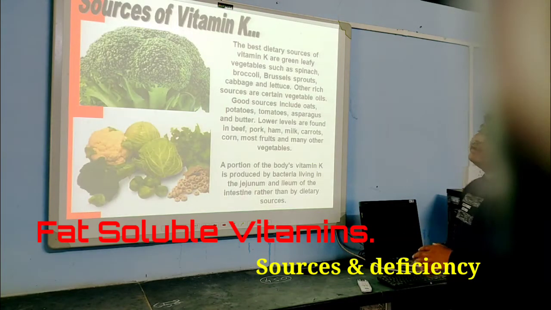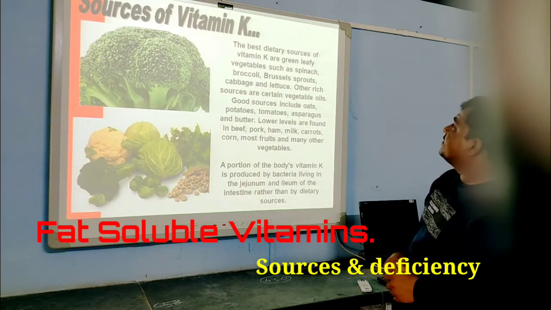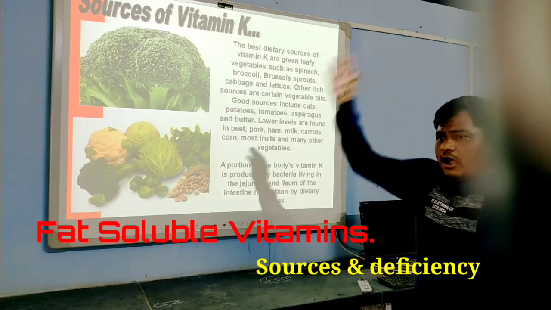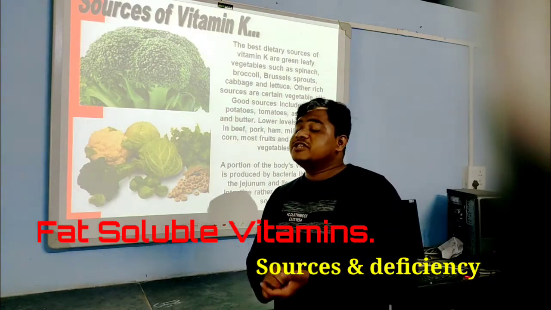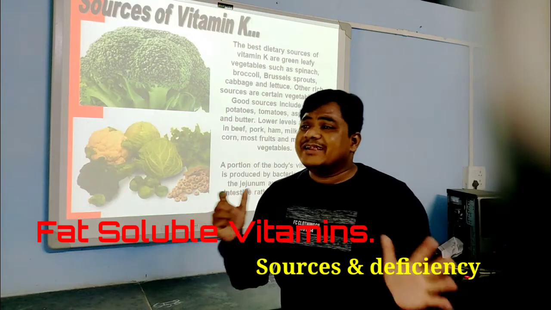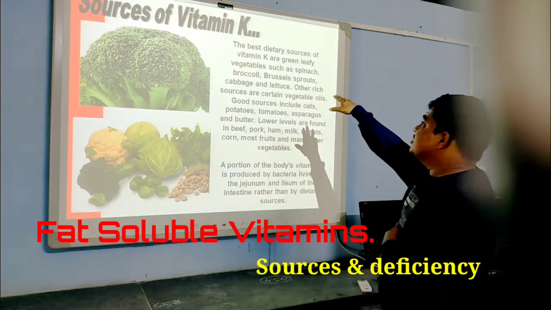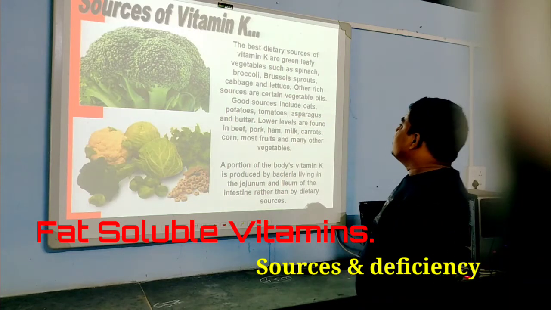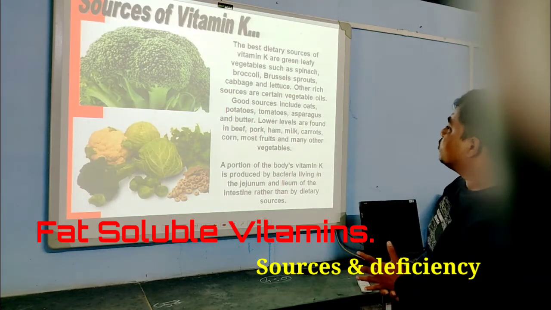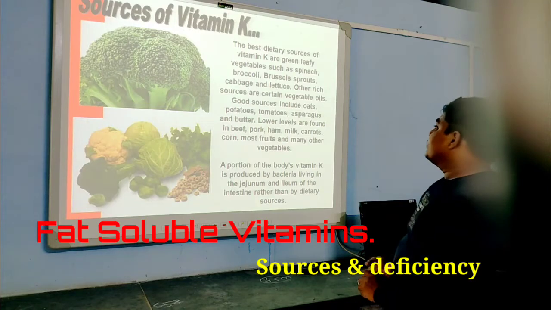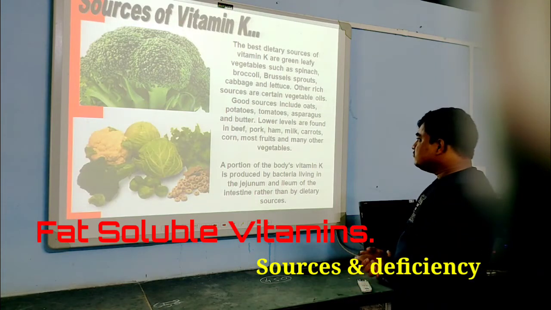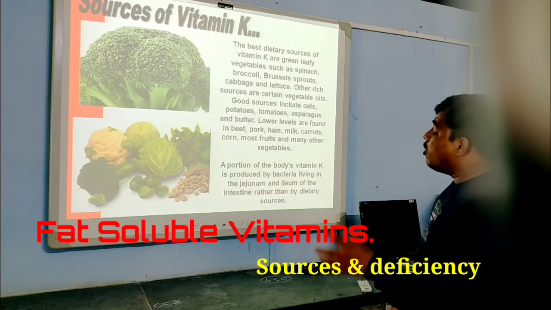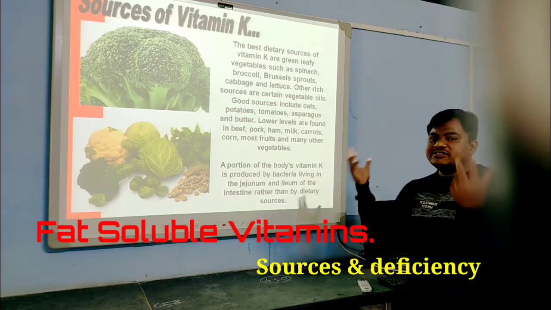Then the sources of vitamin K. The best dietary sources of vitamin K are the green leafy vegetables. Whatever green leafy vegetable there is, all of them contain vitamin K, such as spinach, broccoli, Brussels sprouts, okay, cabbage. Other good sources are oats, potato, tomatoes, okay, butter, and lower levels are found in beef, pork, ham, milk, carrots, corn, most fruits, and many other vegetables.